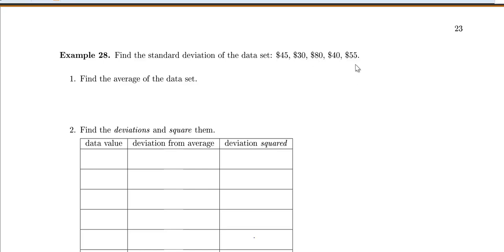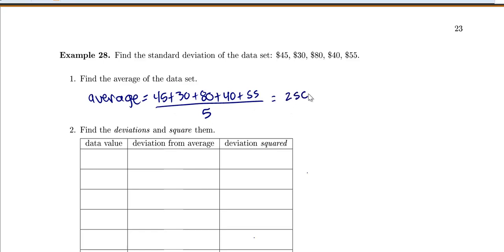Number 1, find the average. So my average is 45 plus 30 plus 80 plus 40 plus 55. And you divide by how many numbers there are, and there are 5 numbers. So that would be 250 divided by 5, which is 50. So $50, that's our average.